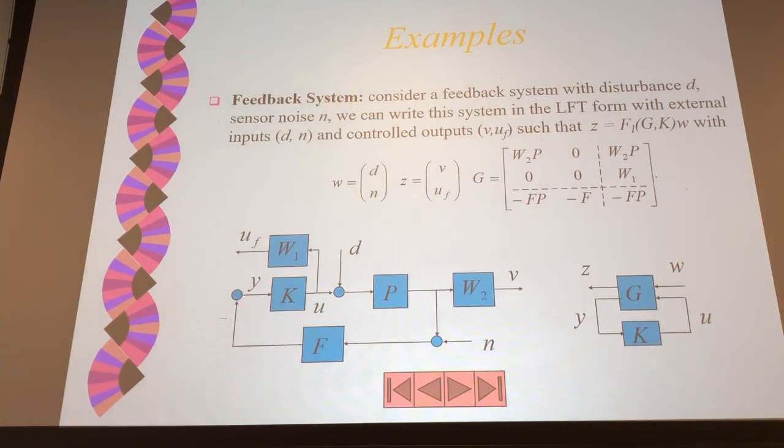By doing that, we can write a 2 by 2 matrix. So you should say G equals, with inputs W and U and outputs Z and Y. Let's do this. I think it's a good idea we walk through this.